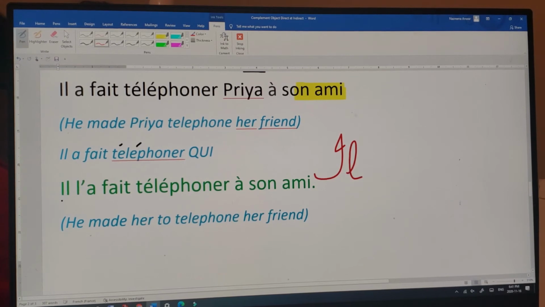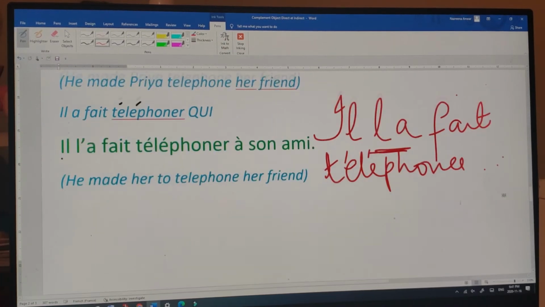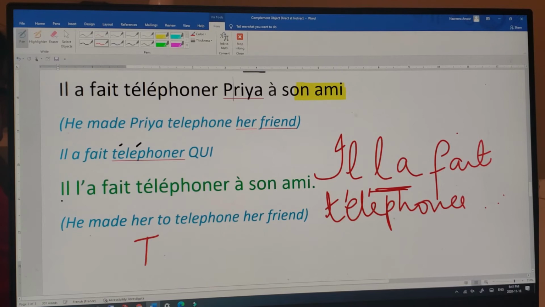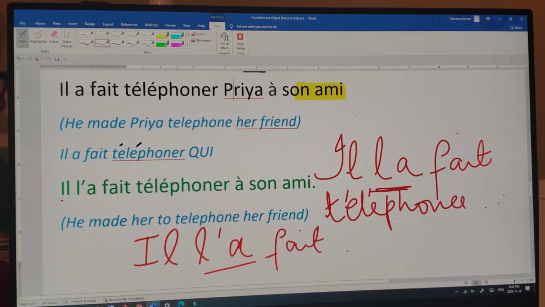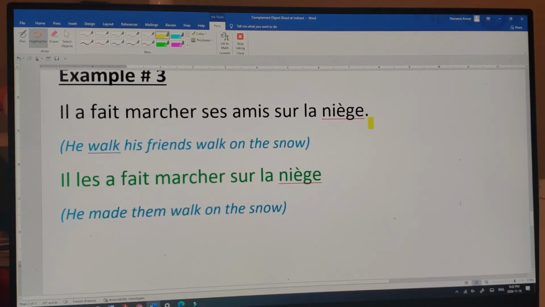For what do we use for direct object? Il l'a fait. La replaces Priya. Il l'a fait téléphoner, right? Téléphoner à son ami. So il l'a fait, and if you're going to use it in passé composé, it's going to be what? It will be il l'a fait, because of vowel clash, and then you continue téléphoner à son ami. So that's why we used la over here, because it's a direct object and it replaces the object Priya, which is a direct object. Third example, il a fait marcher ses amis sur la neige.